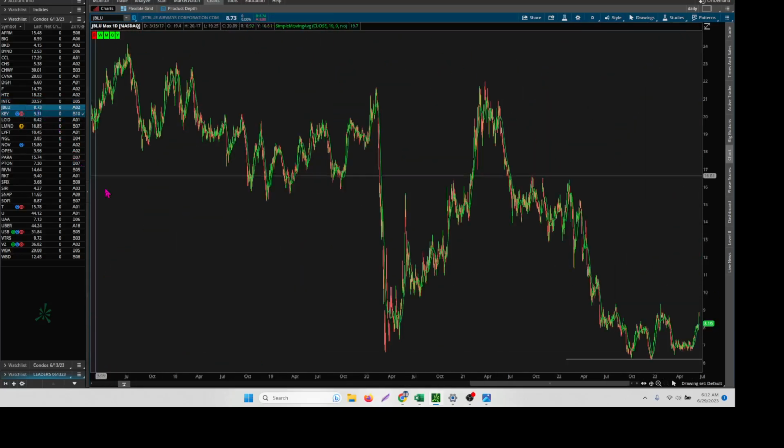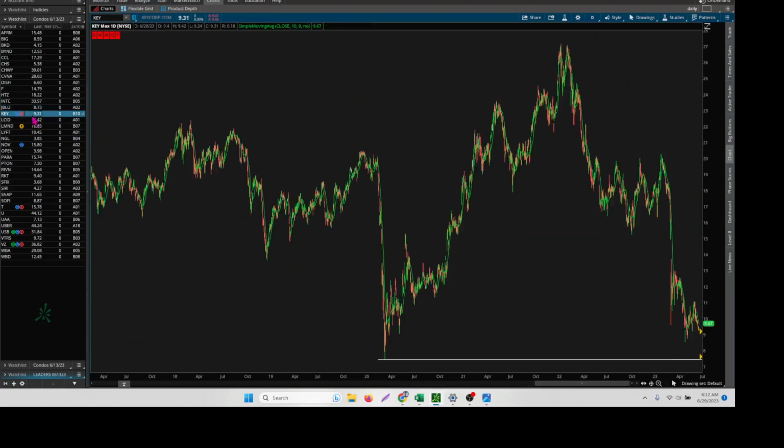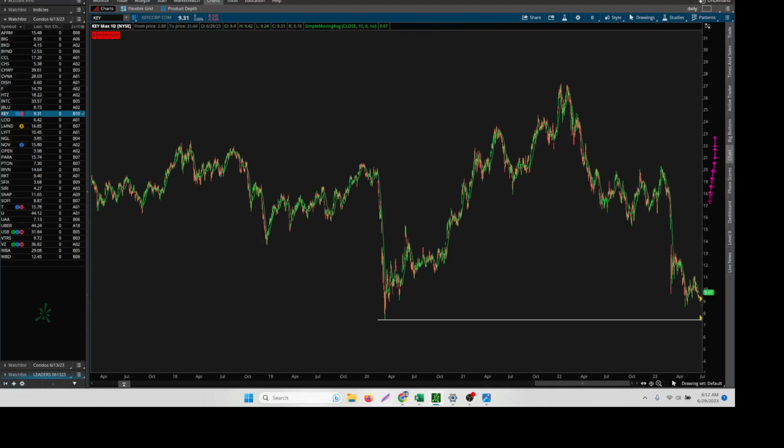JetBlue, look at JetBlue, came down here, right? Here's a previous low, held that, and it's reversing now. If they're highly shorted guys, they're going to squeeze these guys and make the price go up higher. Key is one that is trying to get back down here. Whether or not it does, I don't know.